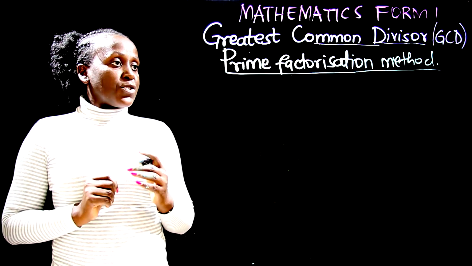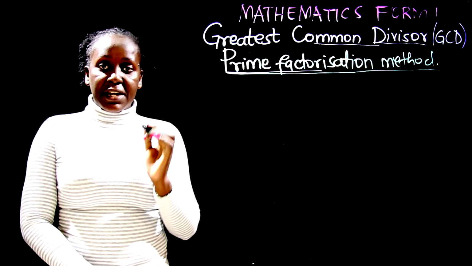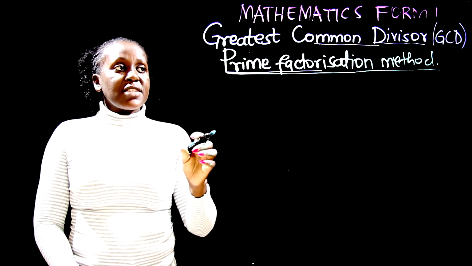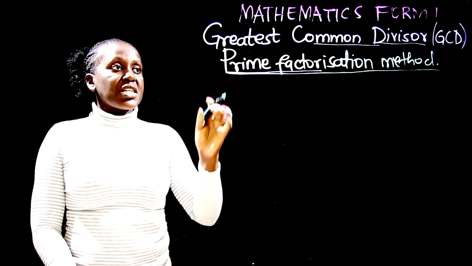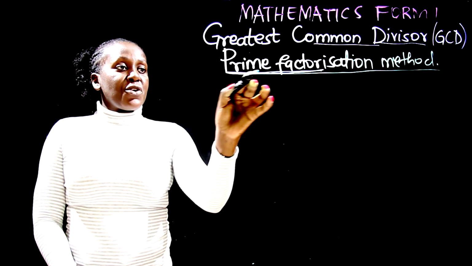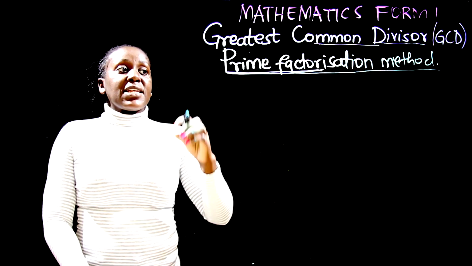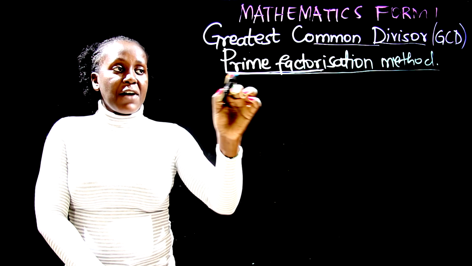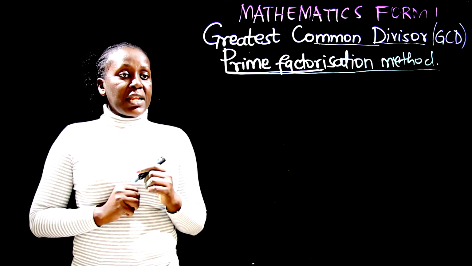So in the previous lessons, we have learned how to determine the prime factors of a given number. Now the same method can be used to determine the greatest common divisor. And if you remember, we said that the other name for greatest common divisor is highest common factor. So if you get the prime factors of any numbers, then you can get the highest common factor from the prime factors of a set of given numbers. So we're going to learn this using an example.